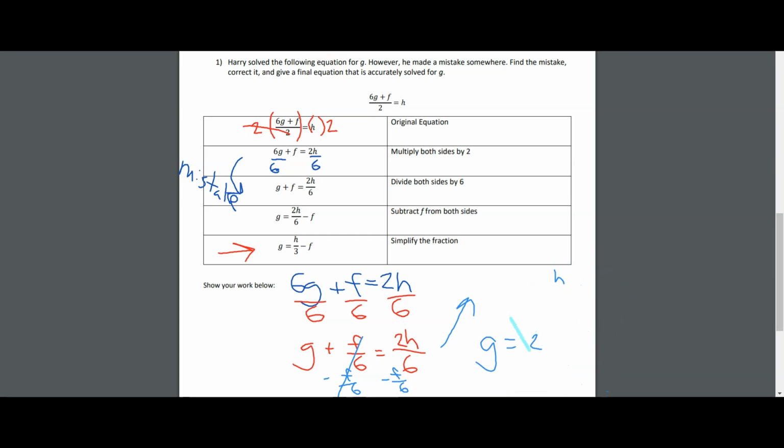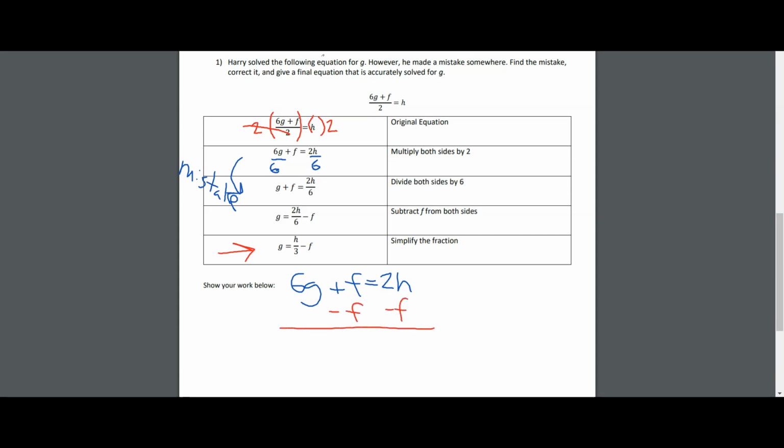Let's go back to what I put down originally. So let's go back to the mistake. Okay, and instead of dividing by 6 first, Harry may not have made this mistake if he chose to do a different inverse operation first. I think it'd be easier to subtract f from both sides. So if I subtract f from both sides, I'm going to be left with 6g equals, the f simplify, 2h minus f.